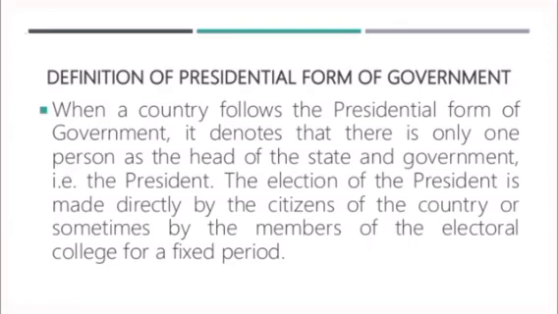Now let's see about definition of presidential form of government. When a country follows the presidential form of government, it denotes that there is only one person as the head of the state and government, that is the president. The election of the president is made directly by the citizens of the country or sometimes by the members of the electoral college for a fixed period.